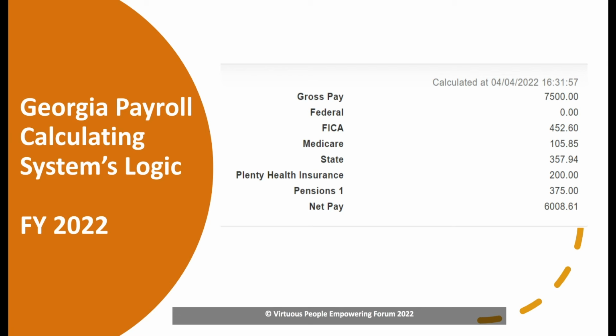Georgia requires employers to withhold state income tax from employees' wages and remit the amounts withheld to the Department of Revenue. Georgia residents working outside the state are exempt from Georgia income tax withholding if their compensation is subject to withholding in that state.